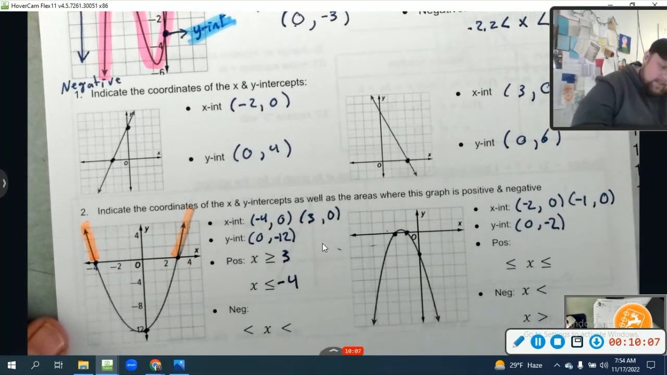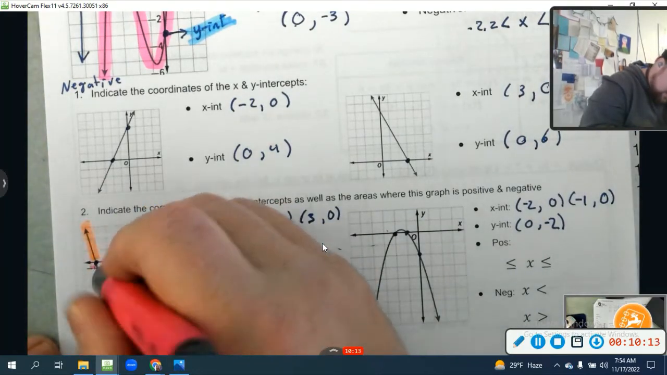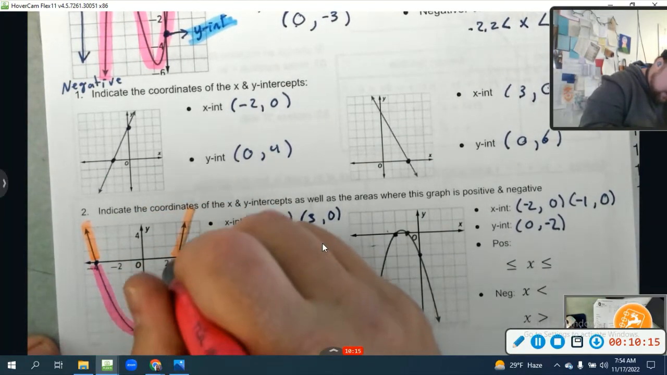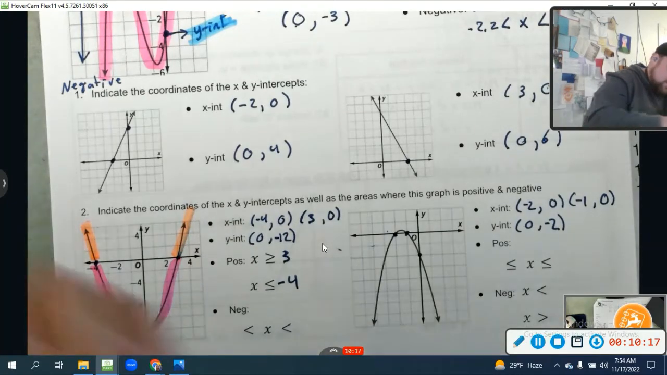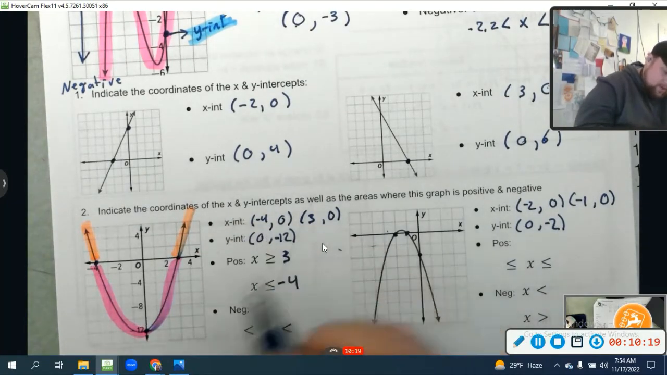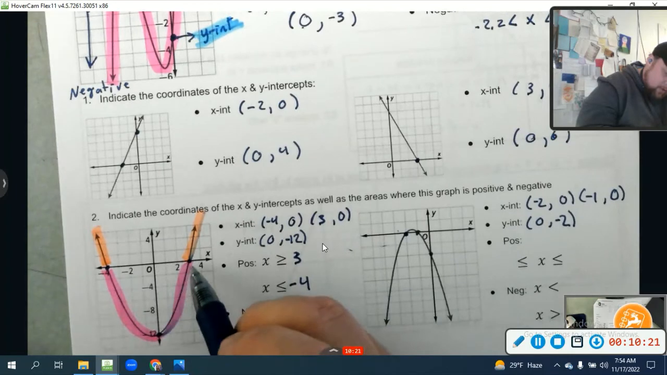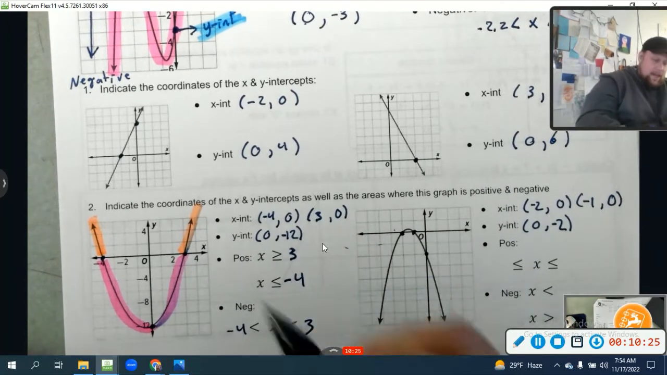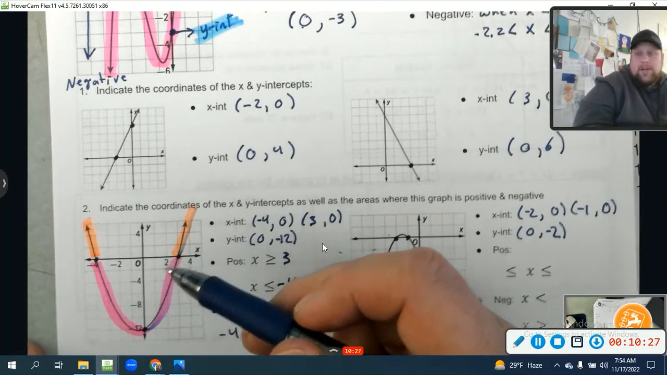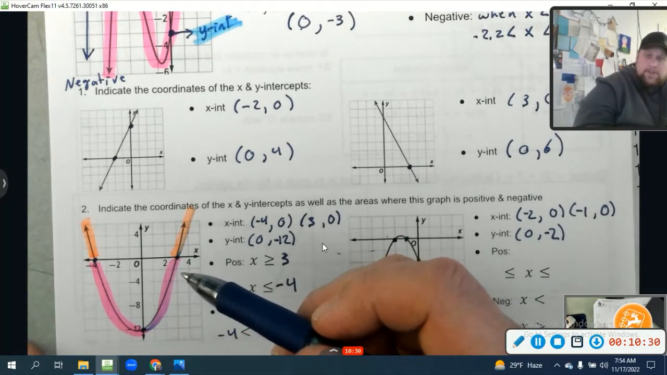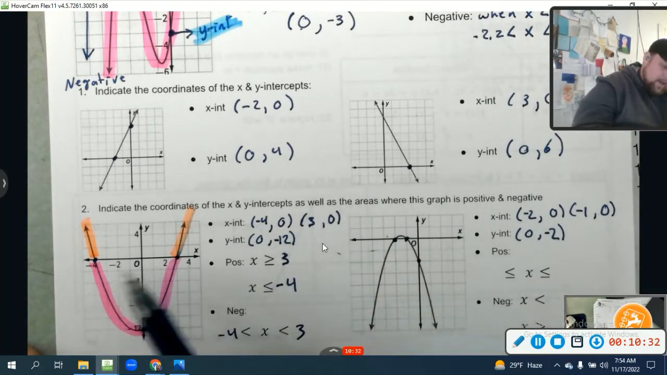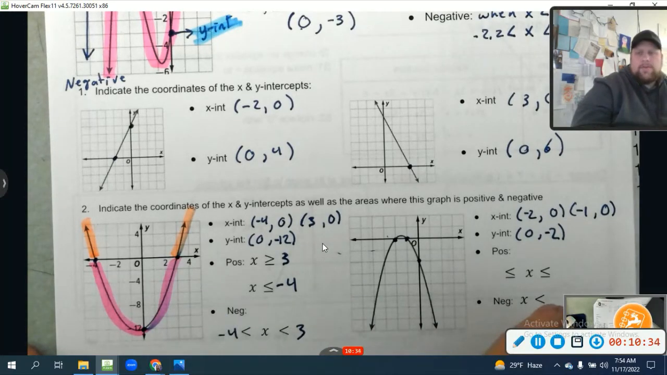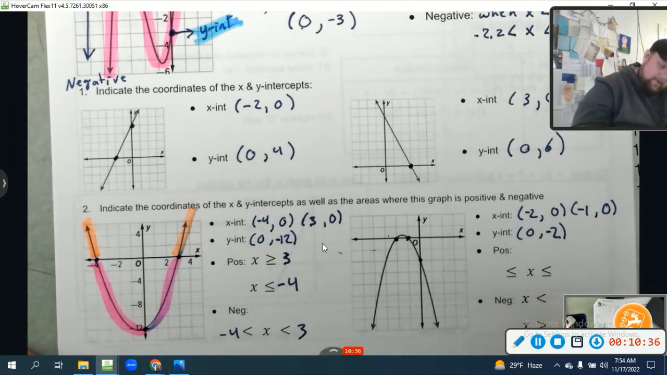How about when it's negative? It's when x is between what? Let's see. Right there, those same two x-intercepts, when x is between -4 and 3. So our x-intercepts, which we're also going to talk about being our solutions and our zeros and our roots, they help us find out where the graph goes from negative to positive or positive to negative.